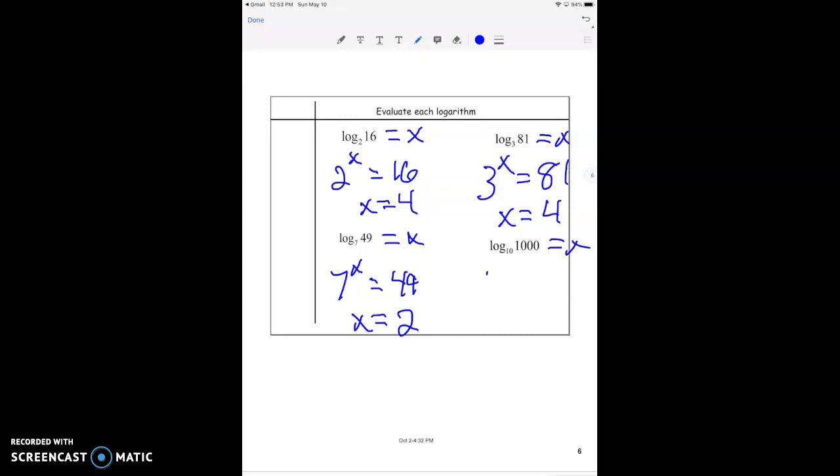Finally, base is 10, x is x, y is 1000. Again, 10 to what power is 1000? Well, that answer is 3. And so there you go. Guys, it's just knowing your powers. You can play around with it. Use a calculator to help you out.